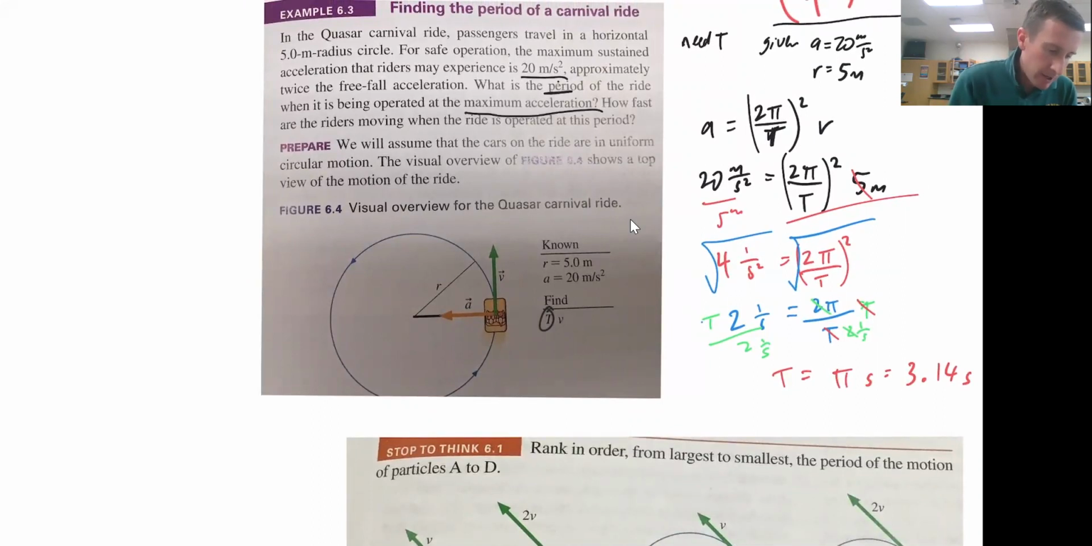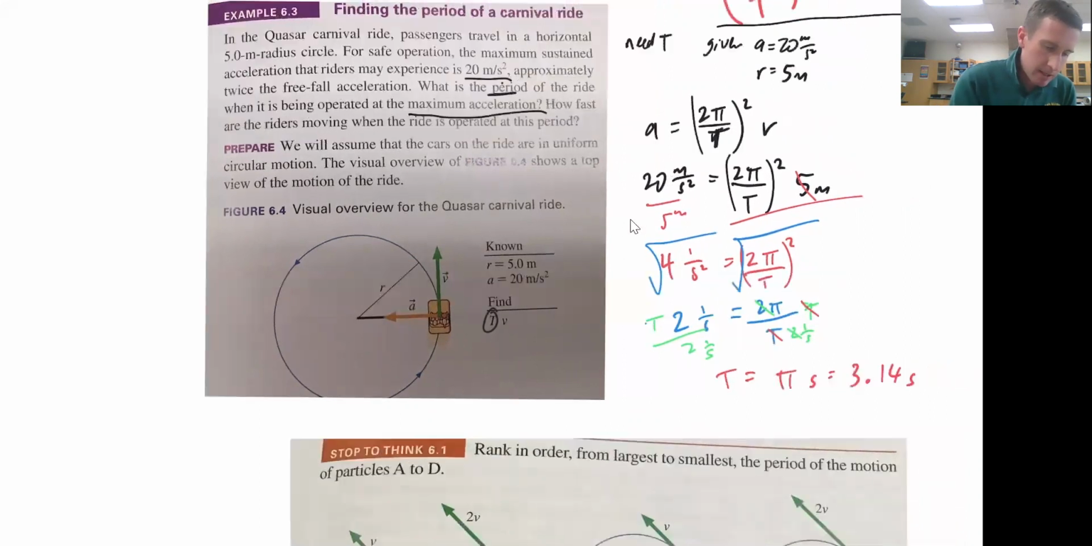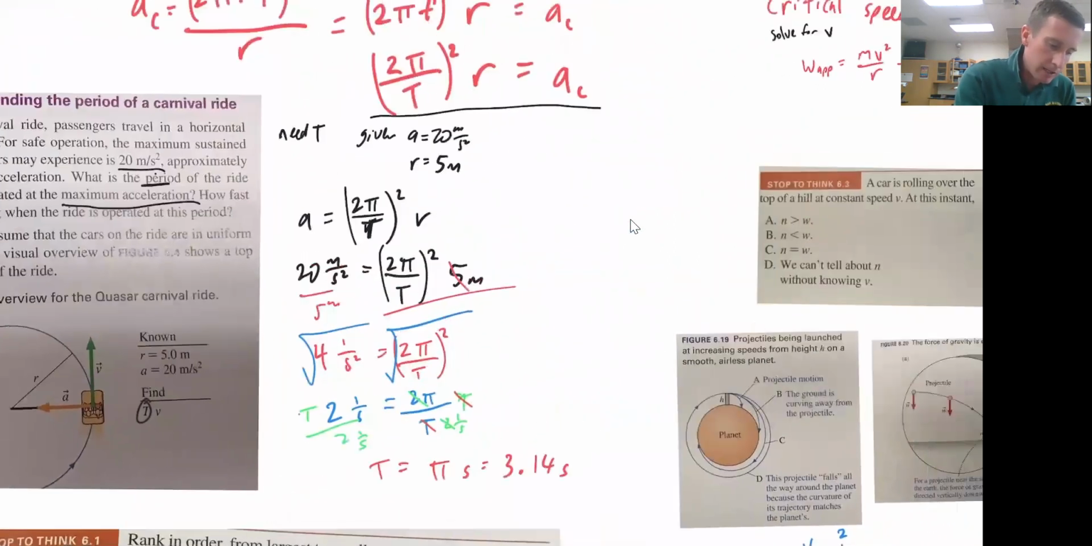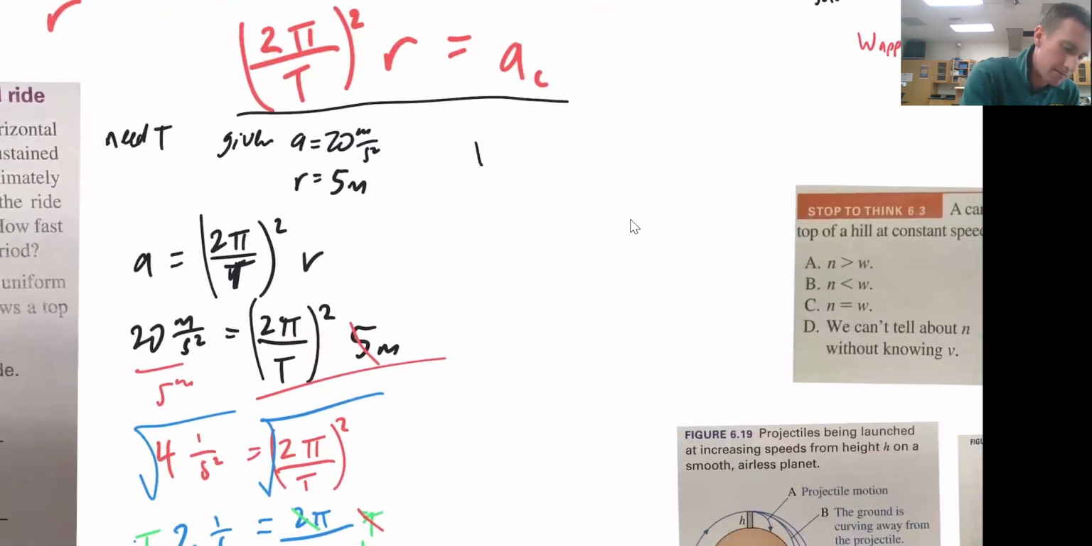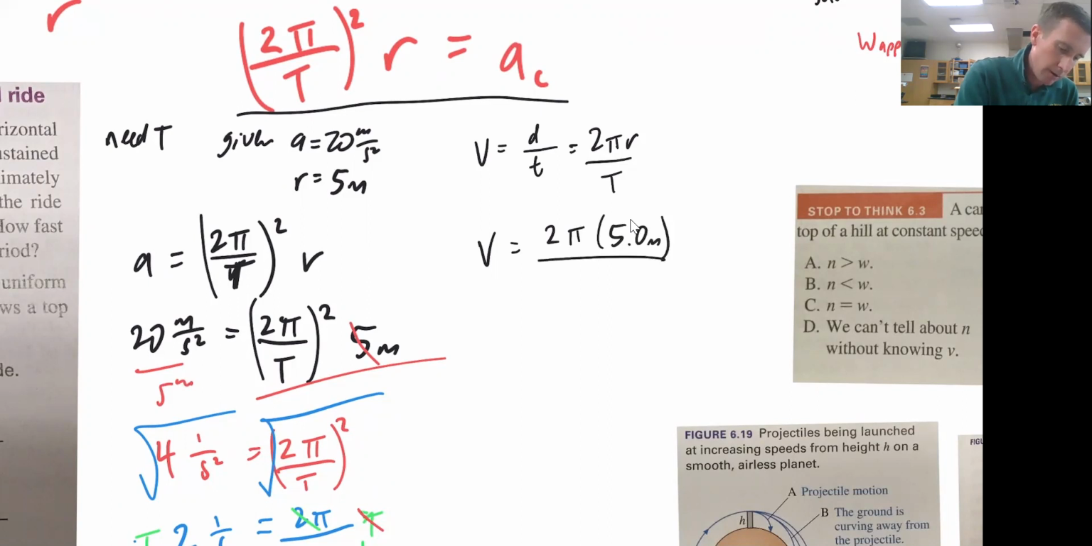How fast are the riders moving when the ride is operated at this period? Okay, so now I need the velocity, and I know that velocity is equal to distance over time, which is equal to 2 pi r over the period. Luckily, I've just solved for the period. So now it's 2 pi times 5.0 meters over 3.14.